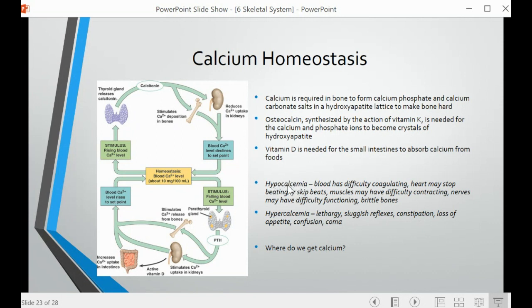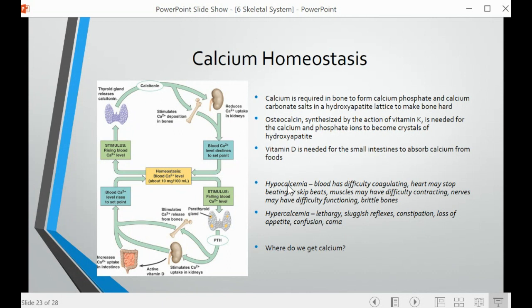When we have low calcium, or hypocalcemia, our blood has difficulty coagulating or clotting. The heart can actually stop beating or even skip beats. The muscles can have difficulty contracting. Your nerves may have difficulty functioning, and you also could get brittle bones, meaning that they're easy to break. Hypercalcemia means high calcium, and that can cause lethargy, sluggish reflexes, constipation, loss of appetite, confusion, and coma.